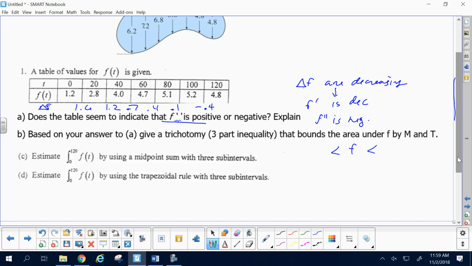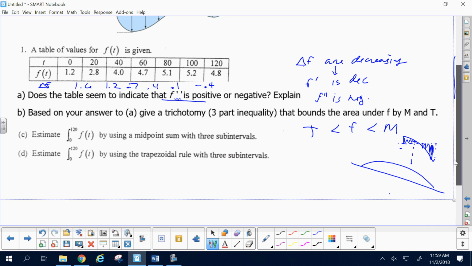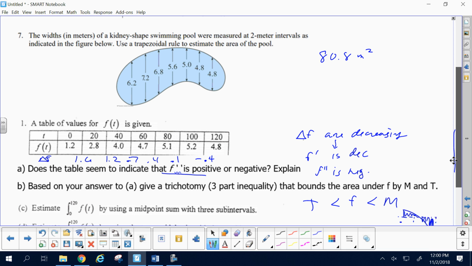Which one will be less than the true area, and which one will be more? If second derivative is negative, then it's concave down. So trapezoids will be less, and midpoint would be more, because the part where it's underestimating of the bend is going to be less than the part where it's overestimating. So you'll get a greater. Okay? We got through a little.